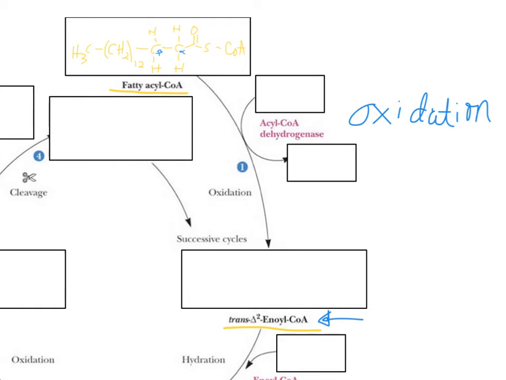So the name here tells you a little bit about what type of double bond we're going to make. We're going to make a trans double bond, and delta 2 is from your symbolic notation, so you know that the double bond is going to be on carbon number 2.